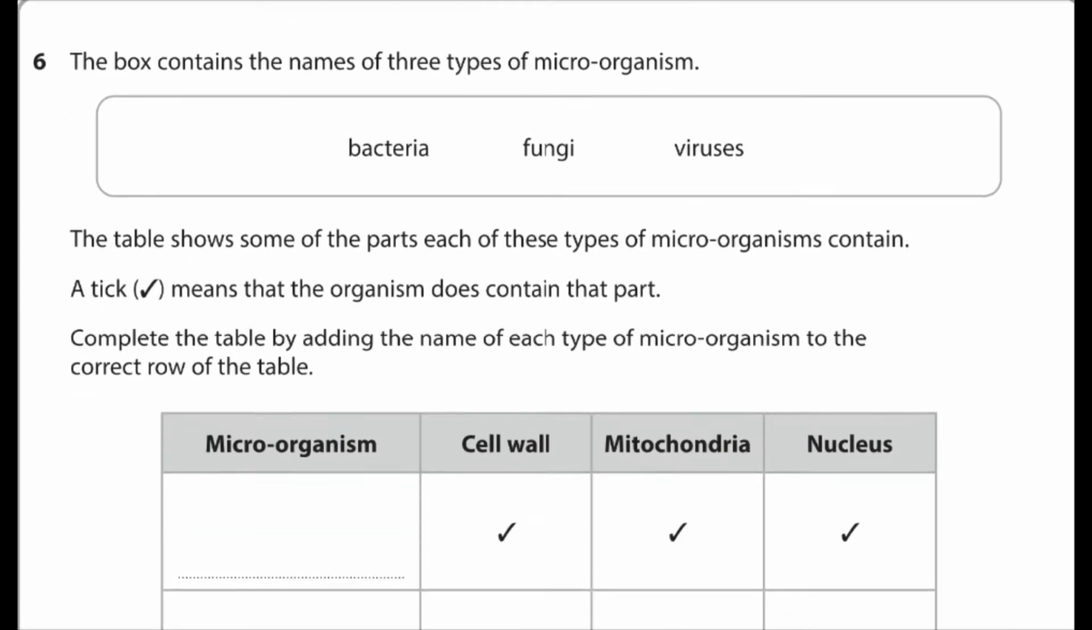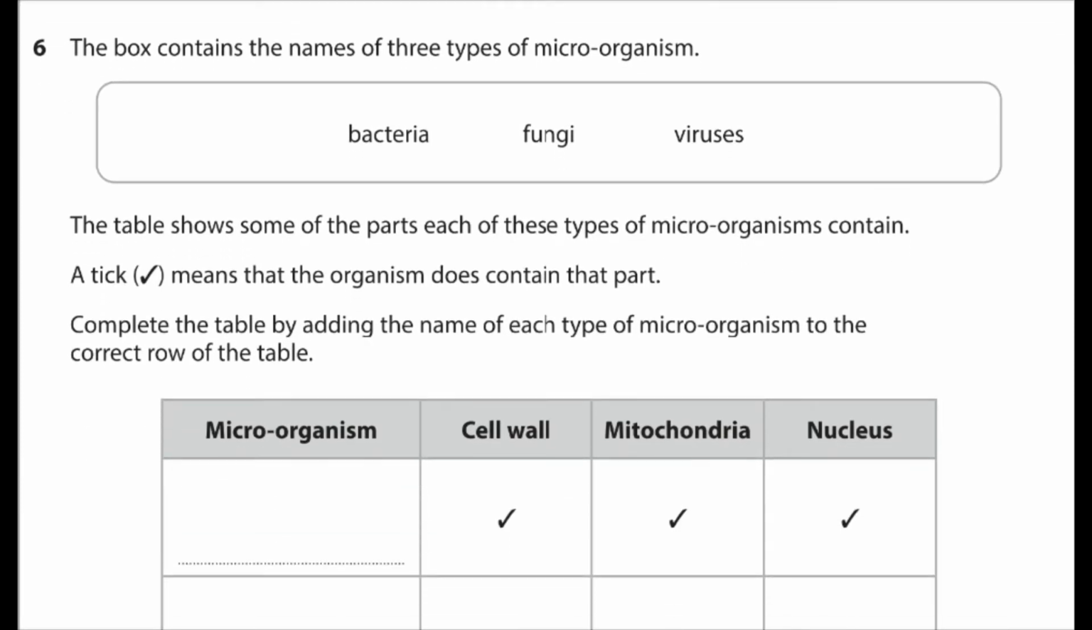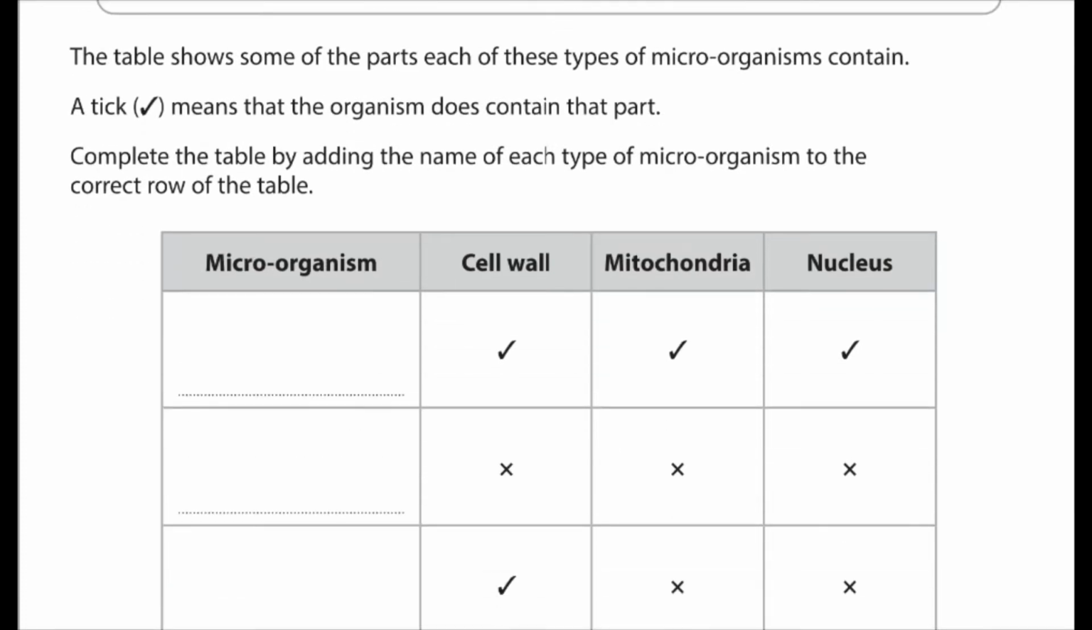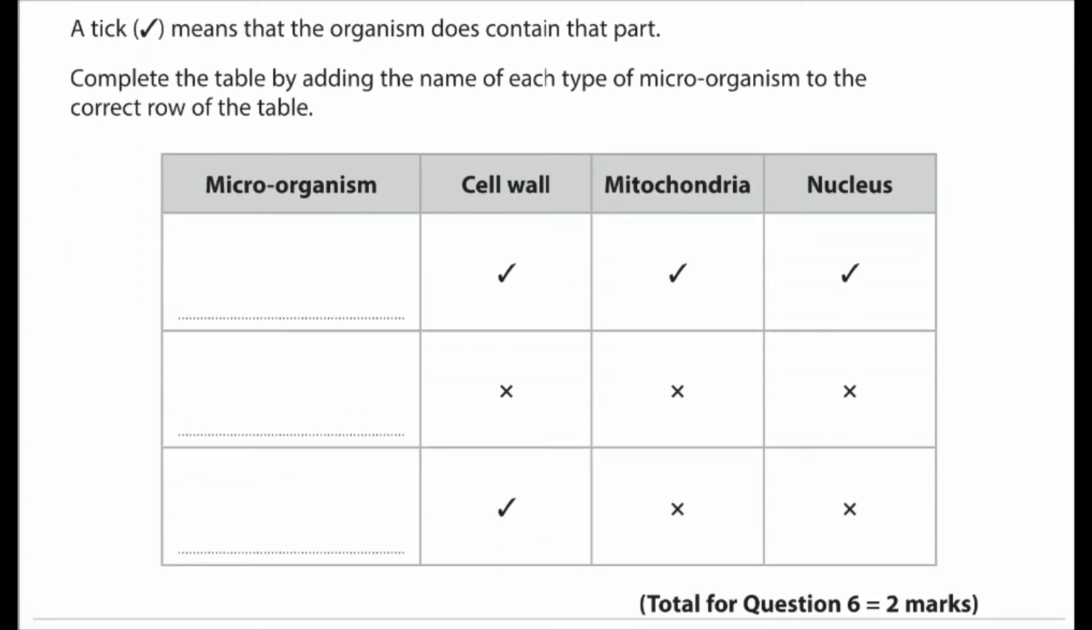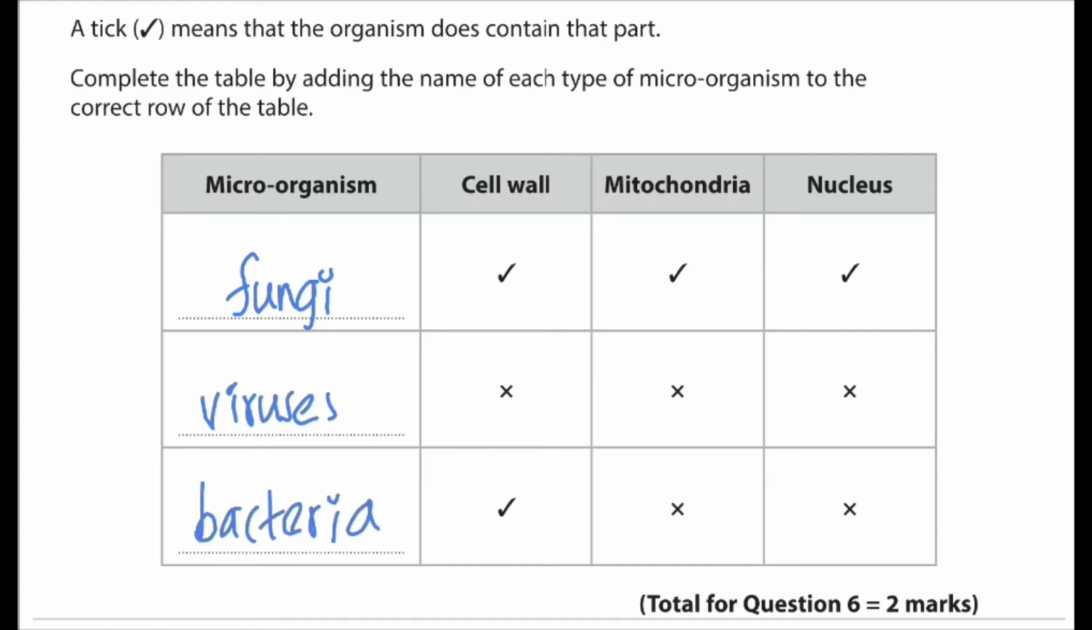Sixth question, the box contains the names of three types of microorganisms, bacteria, fungi and virus, and they have marked which feature is available in which microorganism. So cell wall, mitochondria and nucleus, all three are included in fungi. And if none of cell wall, mitochondria, nucleus is available, that should be virus. Then if only cell wall is included, that should be bacteria.